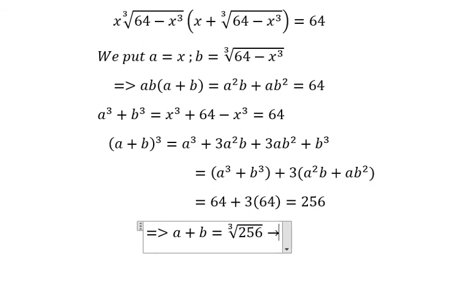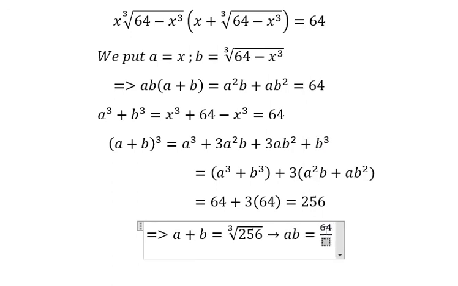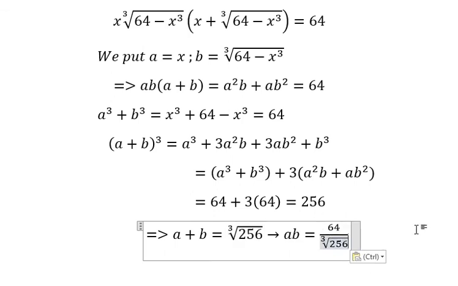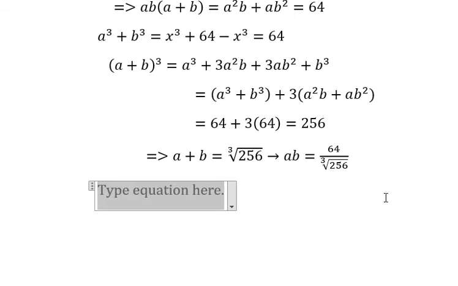So we can find AB equals to 64 divided by A plus B. A plus B, that's about this one. In this situation, we can use about Vieta's theorem.